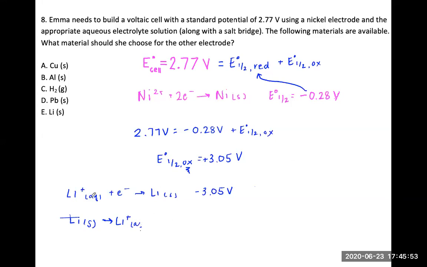Okay, sorry, I'm gonna forgo trying to write out that reaction, but hopefully it's clear that by using this calculation, we can go ahead and figure out what the other component's potential would need to be, and then we can match that to the data sheet potentials and see that lithium is the correct answer.